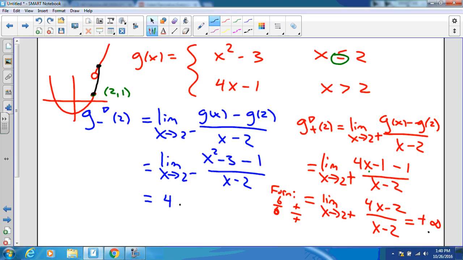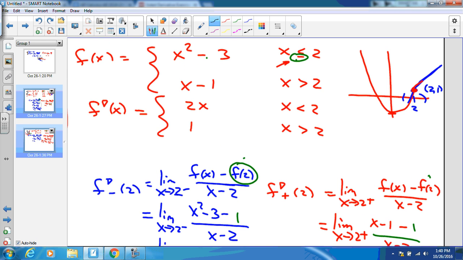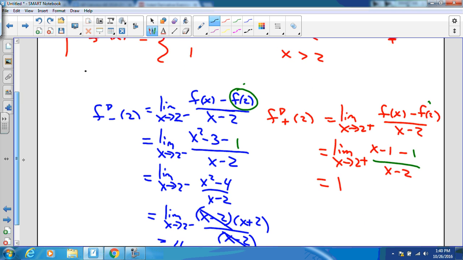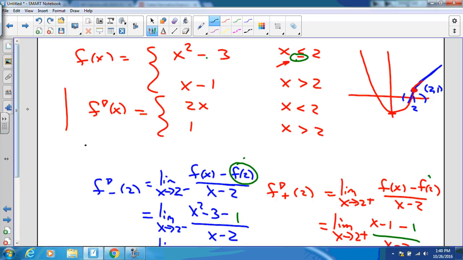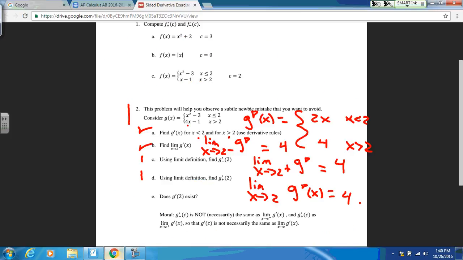So this means then that although my g prime from the left was 4, my g prime from the right was not, and I want you to compare and contrast that with the limits that we had for g prime in our previous work. Notice that the limit as x goes to 2 from the right of g prime is 4, but g prime from the right at 2 was not. Those two are different concepts.